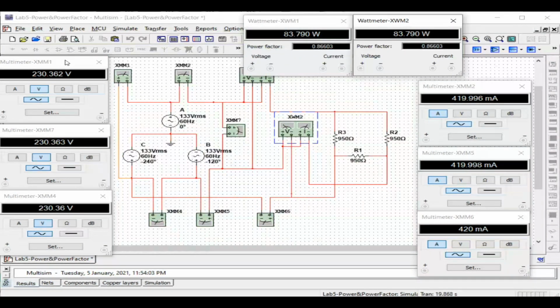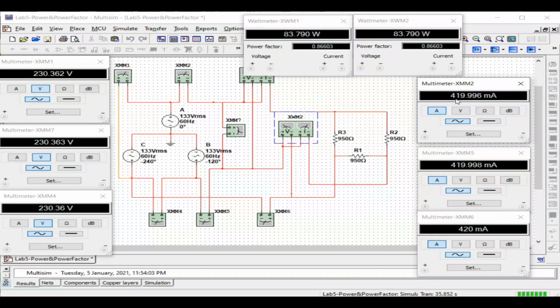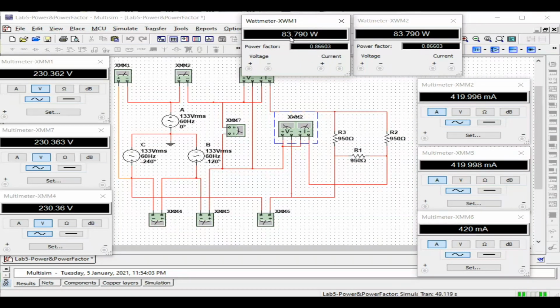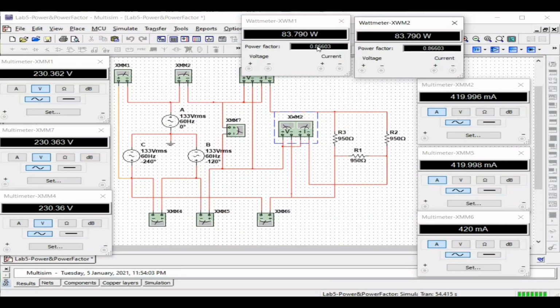So according to the voltage side, we can see that there are no differences or minimal differences between them. Basically we can say that it is 250.36 volt for the three of them, and the same could be said for the current side, as they have the same value, 420 milliampere for the three of them, IA, IB and IC. Regarding the power, 83.790 for both wattmeter 1 and wattmeter 2, and power factor of 0.86603.